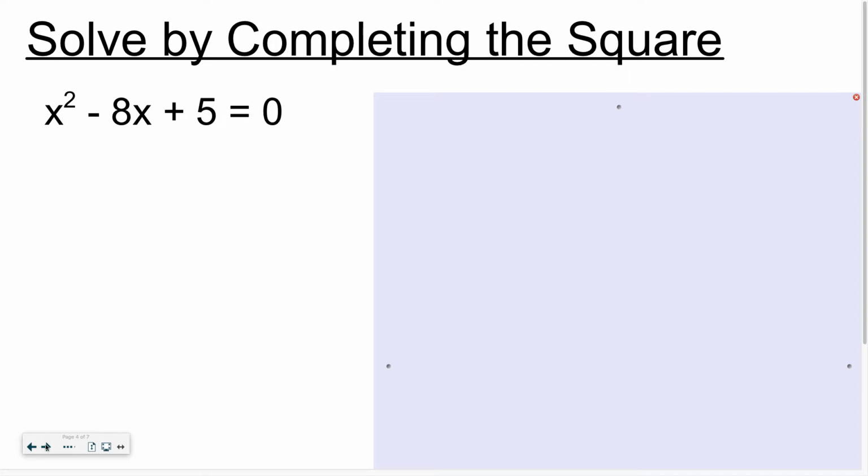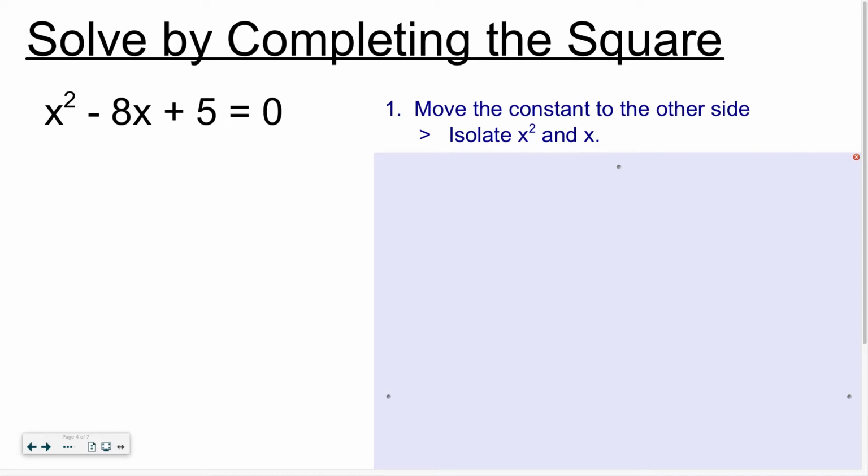Eventually, we're going to get to the quadratic formula, which I saw some people using already. But we're not there yet, so we're going to just solve by completing the square. So here are the steps to completing the square. First thing you want to do, move the constant to the other side. Now get it out of the way. It really has nothing to do with completing the square. The completing of the square is for the x squared and the x term. So it says isolate x squared and x. So if I move my constant to the other side, that's going to be x squared minus 8x equals negative 5.